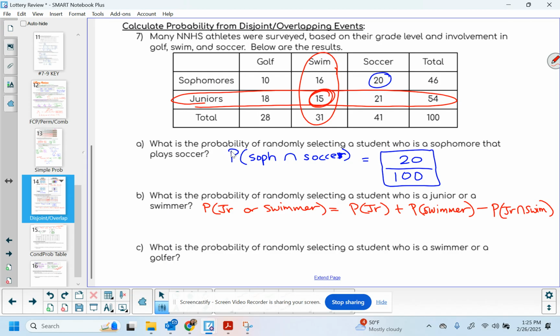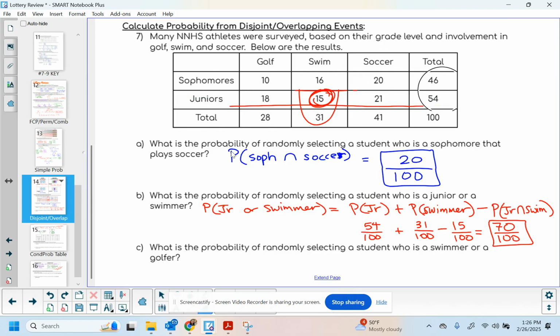So my total of juniors is 54 out of 100, and then my total swimmers is 31 out of 100, but then I need to subtract out the 15 out of 100. And so that will give me 70 out of 100 total. Because I don't want to double count this group right here, the 15 that swim and are juniors.